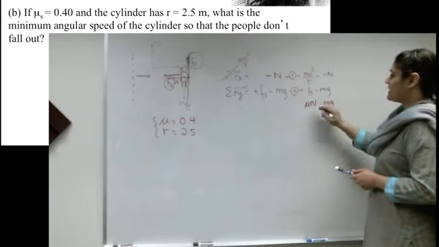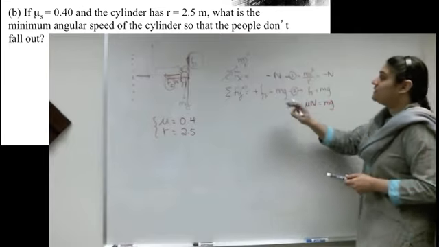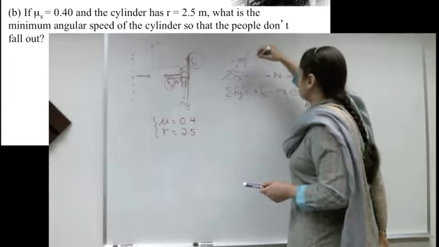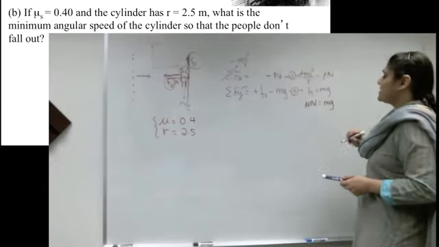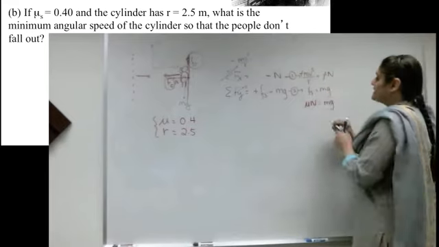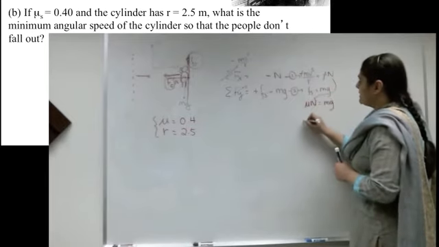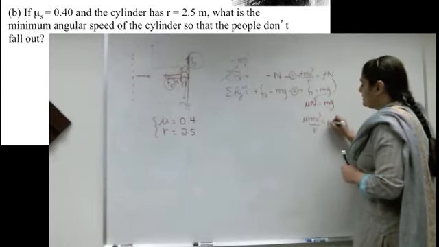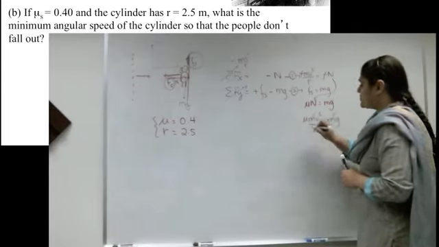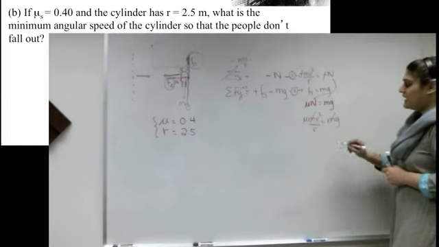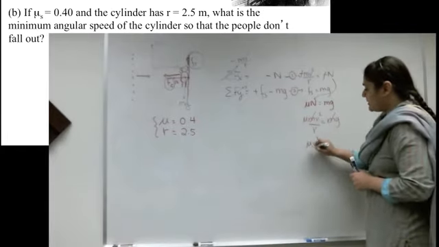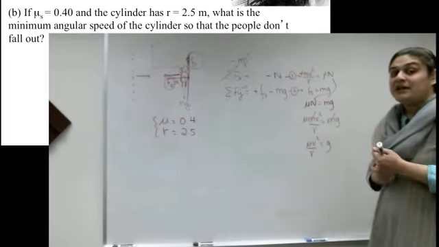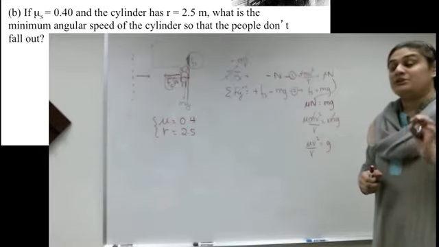That means I can plug this value of N here. Note, I also forgot that this is going to be minus, right? So this is going to be minus, minus, minus gets canceled. Okay. I can plug this value from here into here, so I get mu mv squared over r equals mg. The m's go away, and I have mu v squared over r equals g. Okay, what was it asking me? It's asking me what is the minimum angular speed.